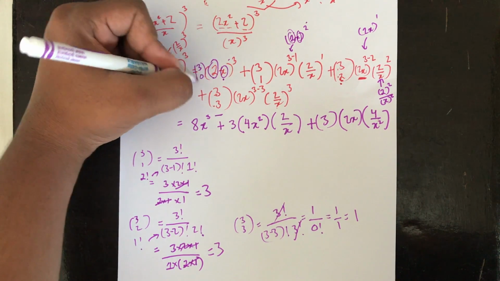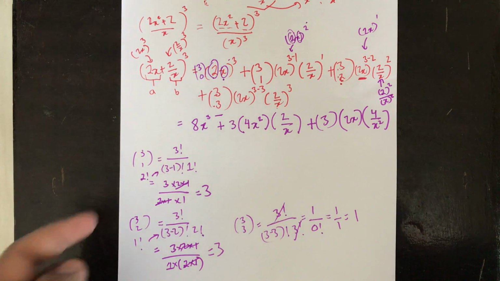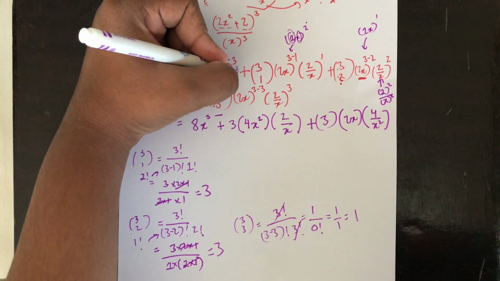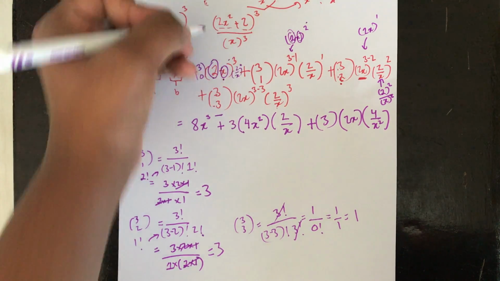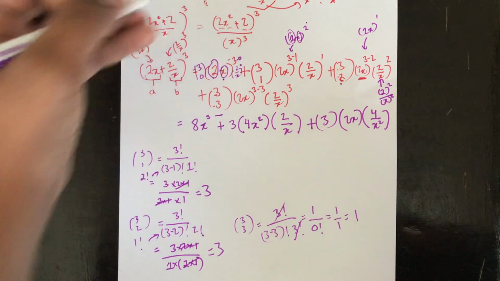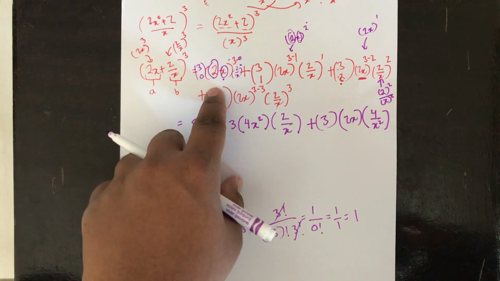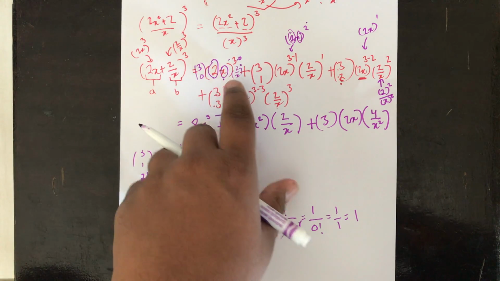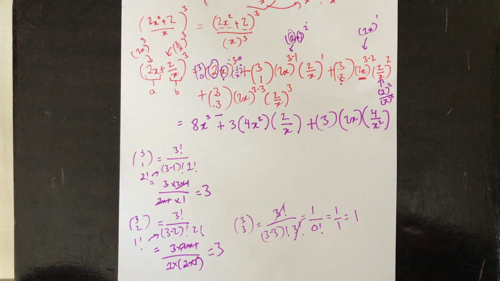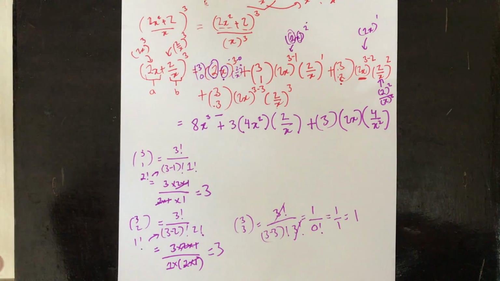One more thing to note, if you haven't already, is that there's an invisible term here. 3 choose 0. There's an invisible term here. 3 choose 0 and 2 over x choose 0. So you have 3 choose 0 into (2x) power 3 minus 0 into (2 over x) power 0. So those are the invisible terms which were there. I just want you to notice that so that you won't be confused.